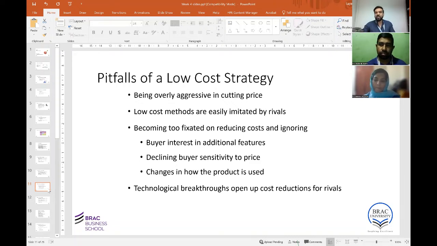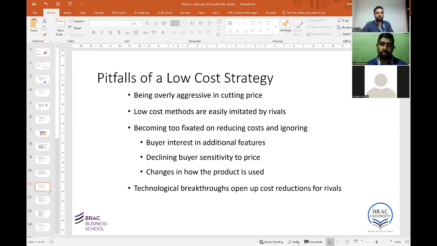So, you clearly don't have any more opportunity to expand or do some innovation, although that's something that many of the brands are able to do, but that may be a big challenge. And then you will also have declining buyer sensitivity to price as well, because the buyers will always consider you as the cheapest.